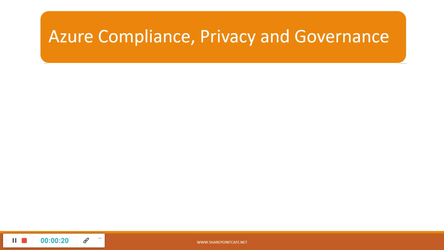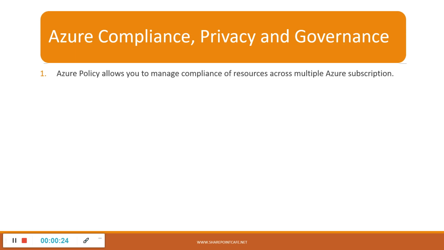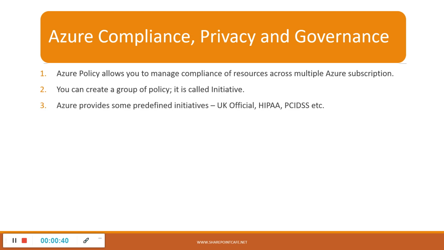Okay. So the first topic in this part will be Azure compliance, privacy and governance. Azure Policy allows you to manage compliance of resources across multiple Azure subscriptions. You can create a group of policies. It is called an initiative. So a group of policies is called an initiative. Azure provides some predefined initiatives, which are UK Official, HIPAA, PCI DSS, etc. They are meant for their specific purposes.